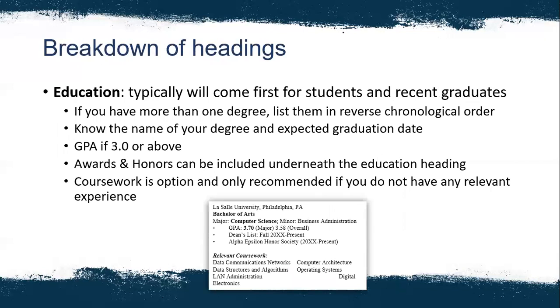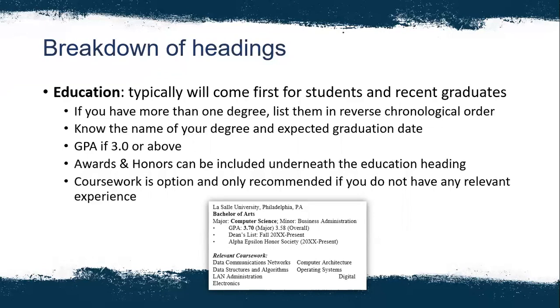Now we will discuss what information to include underneath each heading. Education will typically come first for students and recent grads, since it is your degree that has prepared you the most up to this point for that internship or entry-level job. Know the name of your degree. Are you getting a Bachelor of Science, Bachelor of Arts, or a Bachelor of Science in Business Administration? Include your GPA if it's above a 3.0. You may also list the GPA of your major if it is higher than your overall GPA.